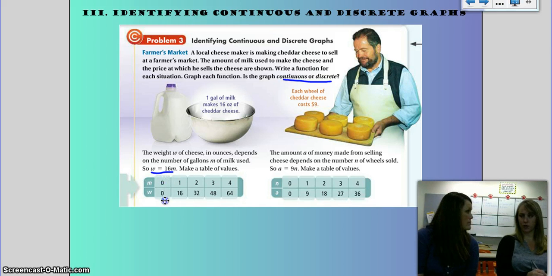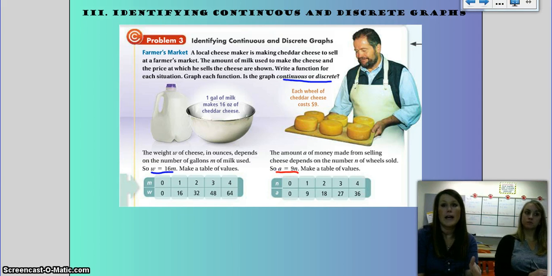So you always start with 0, 0 in a real world. So if I have 1 gallon here, that would give me 16 ounces of cheese. Cool. And so on and so forth. Okay. Over here we've got the wheels. Again, if I have 0 wheels, I'm going to have $0 that I make. But it's represented by A equals 9M. So then if I look at the table, if I have 1 wheel, I would have $9 as my amount that I make. And then you just continue the pattern here. Cool. Okay. I think they got it.